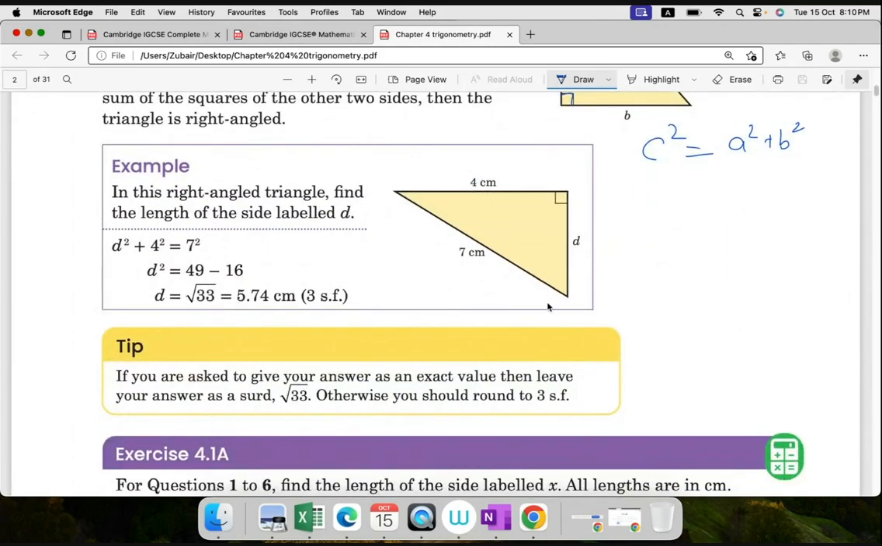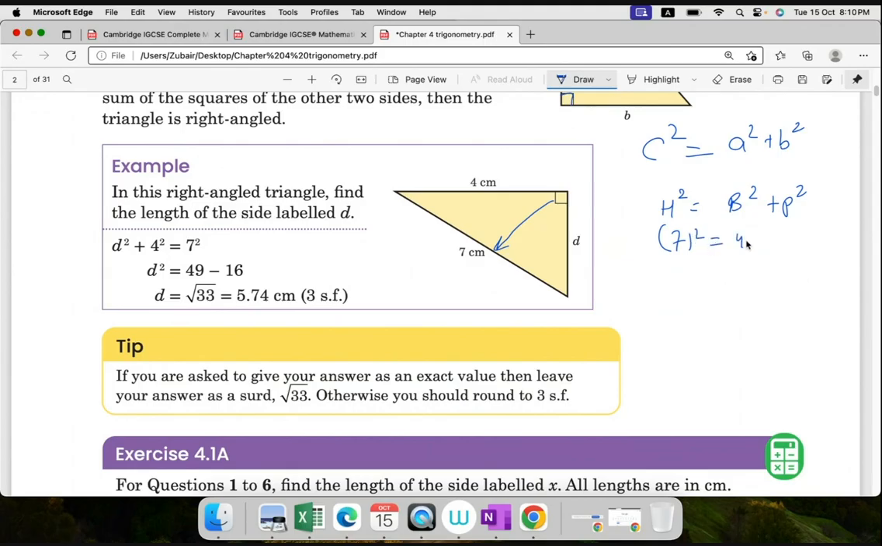So one example is when you have 7 and 4, and you need to find d. This is the hypotenuse, so hypotenuse squared is equal to base squared plus perpendicular squared. This is another form, you can write them like this as well, where base and perpendicular could be switched, but hypotenuse is always the longest side and always opposite to 90 degrees.